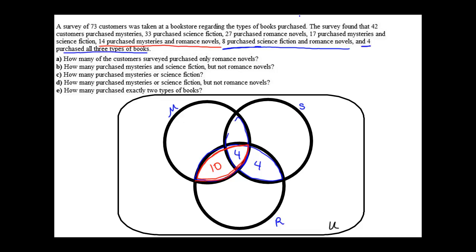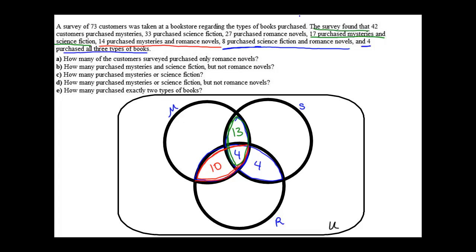And then we do the same thing with the 17 purchased mysteries and science fiction, which would be this area of the Venn diagram. 17 total, and 4 have already been accounted for, so we would have 13 remaining. And then we're going to go to these outer sections. So go back into your problem.